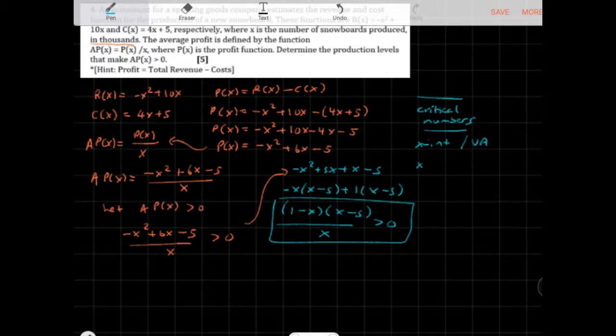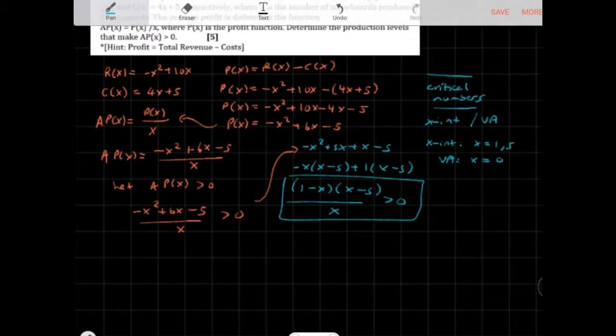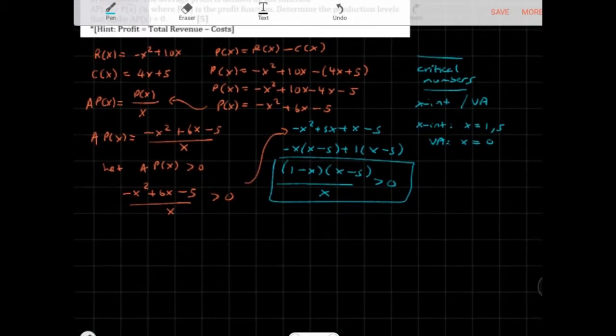So looking at our x-intercepts, x can be equal to 1 or 5, and our vertical asymptote, x is equal to 0. So I'm going to test all of these intervals. We can't have negative numbers of snowboards being created. That makes no sense. So after you find your critical numbers, you want to figure out your intervals.